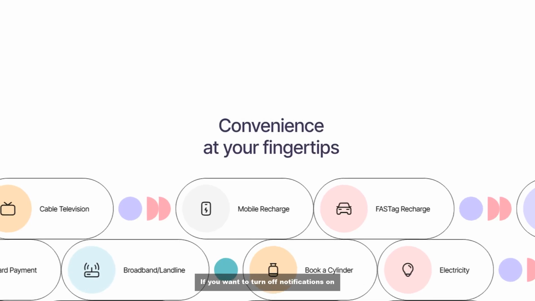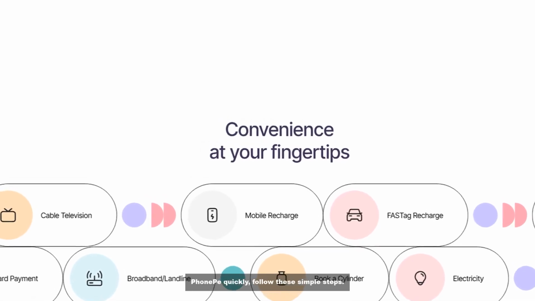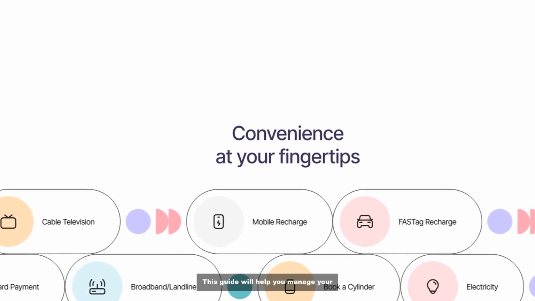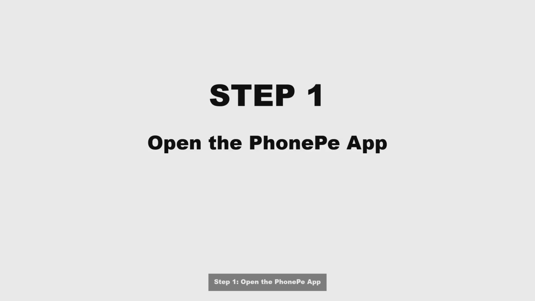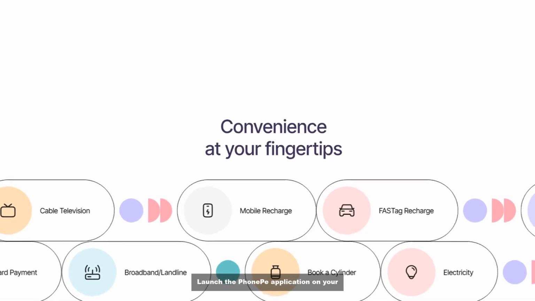If you want to turn off notifications on PhonePe quickly, follow these simple steps. This guide will help you manage your notification settings efficiently. Step 1. Open the PhonePe app. Launch the PhonePe application on your smartphone by tapping its icon.